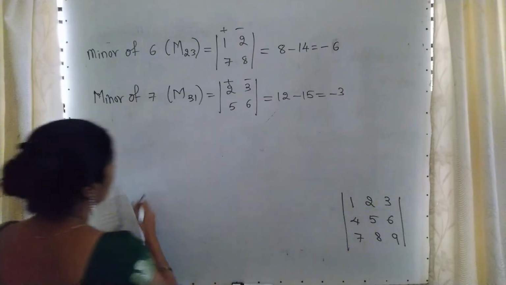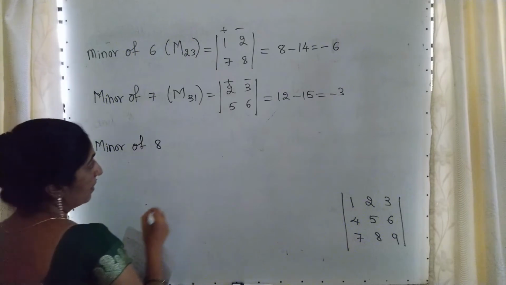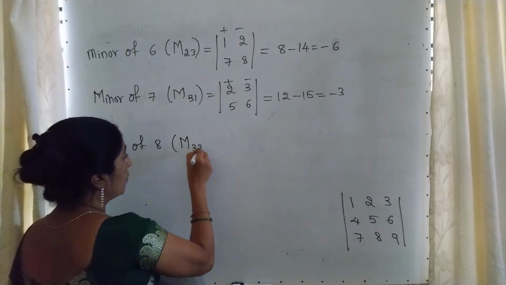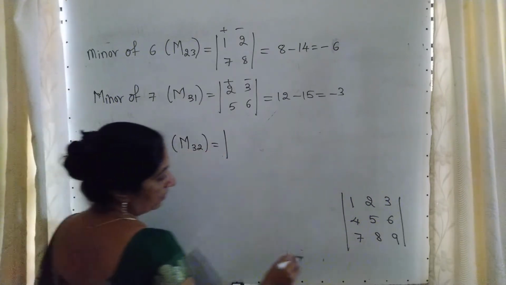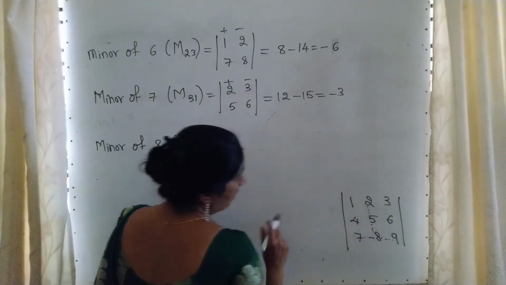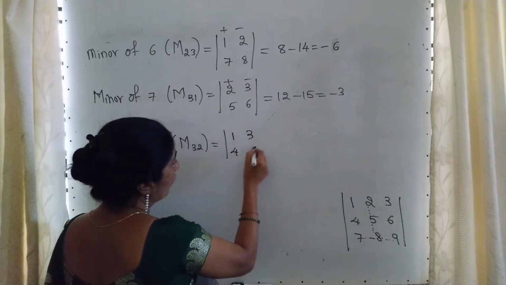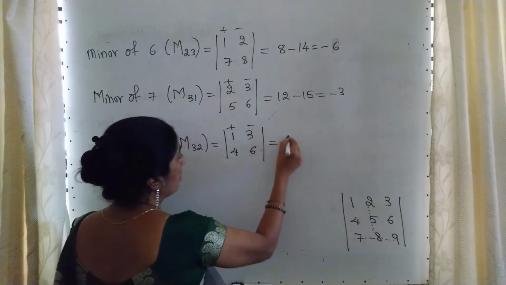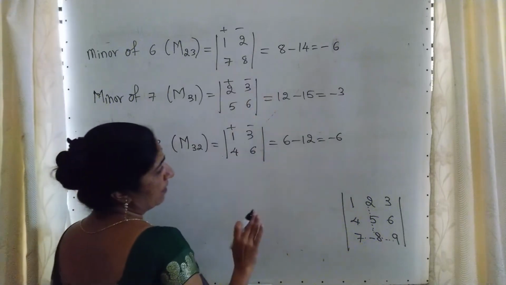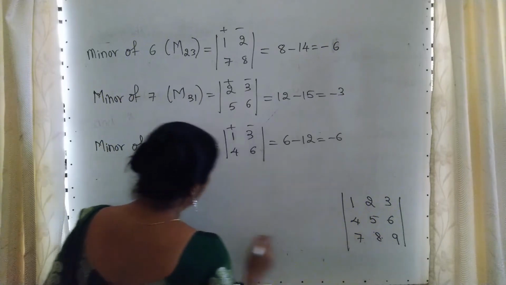Next, the minor of 8. It lies in the third row, second column, M32. Leave that third row and second column. Just for your reference I am marking it: wherever I mark the dotted line, leave that. Write the remaining 1, 3, 4, 6: 6 minus 12, that is minus 6. And don't think you will always get minus 6 and minus 3; it depends on the numbers. Understood? Now I am moving to the next one.